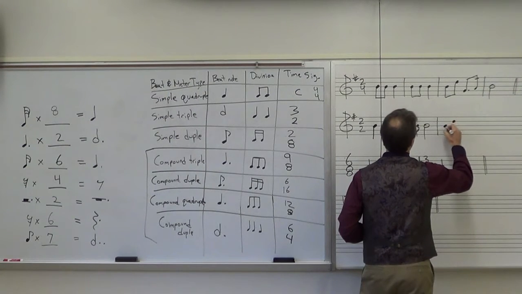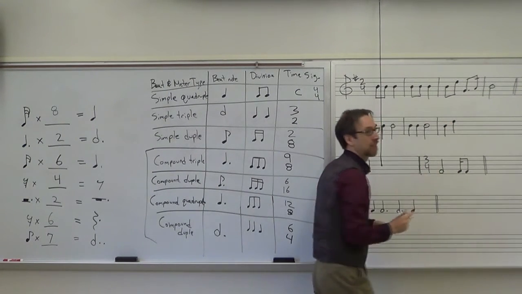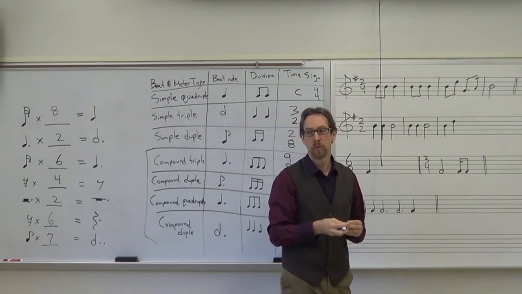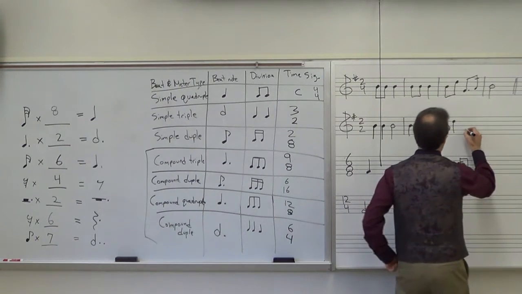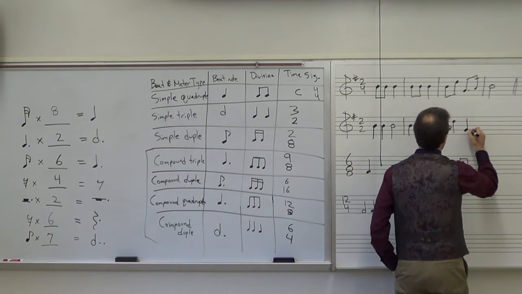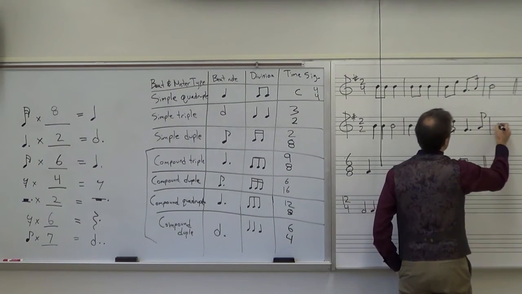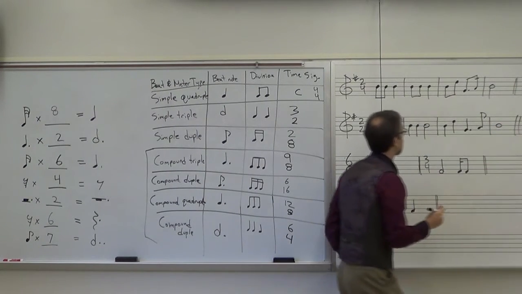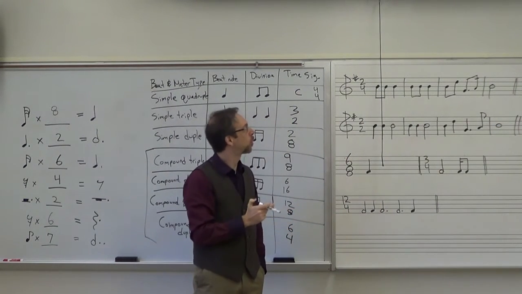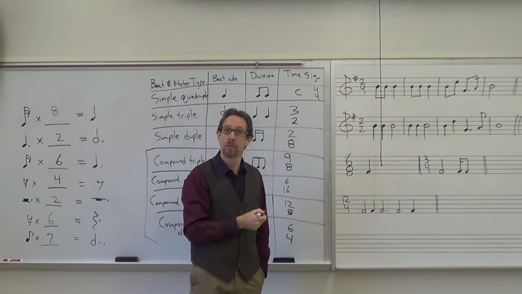quarter, quarter. Now here we have a dotted eighth. When we double it, it's going to be a dotted quarter. The 16th note becomes an 8th note. The half note becomes a whole note. And that's how it would look, the exact same rhythm in 2/2.